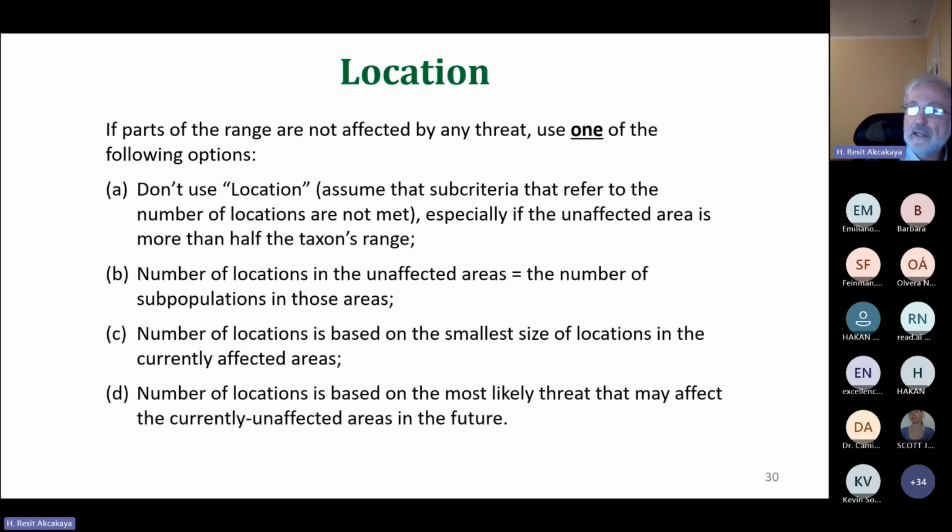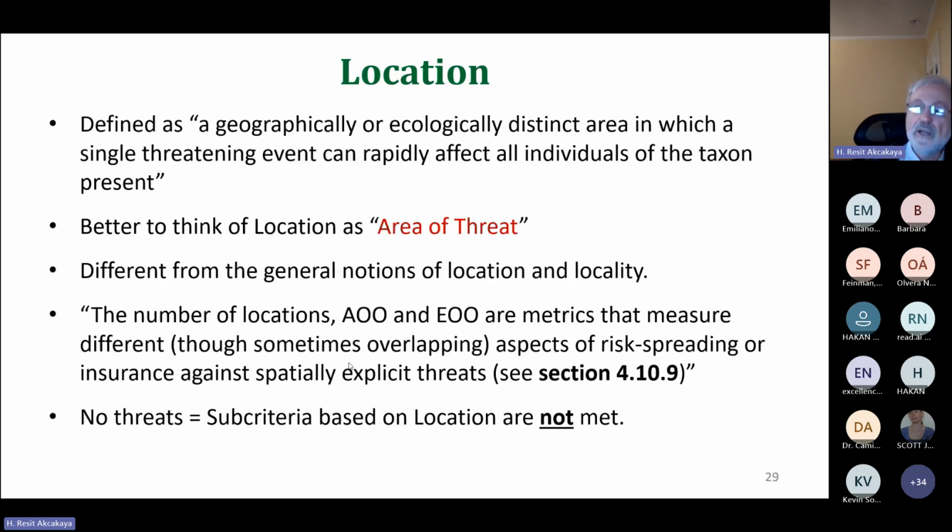And the final one is that the number of locations in the unaffected areas is based on the most likely threat that may affect those areas in the future. Again, this is based on an expectation that there is very likely a threat that will happen in the future. But if no part of the range of the species is affected by a threat currently, you cannot use this argument. You cannot use location at all. So what I said before stands. If there are no threats at all right now, then locations cannot be used.